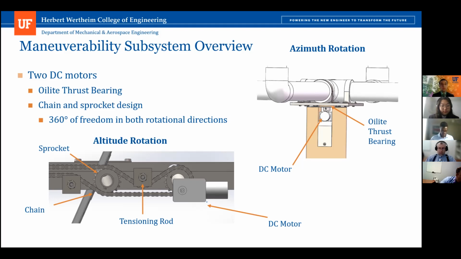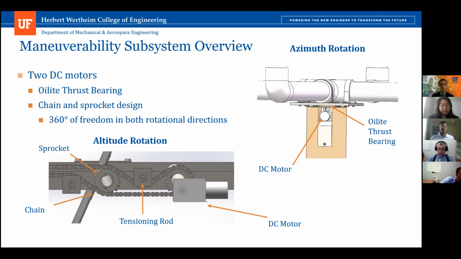And so this oil-lite thrust bearing works by releasing a lubricating oil that is centered into the material when friction is present, which is excellent for our intended use, where there's going to be contact friction at very slow speeds while the heliostat tracks the sun.